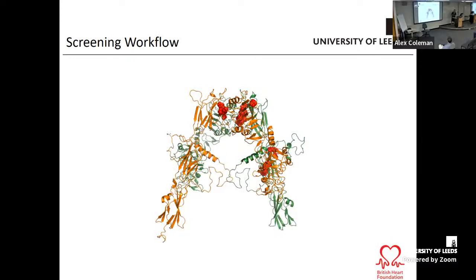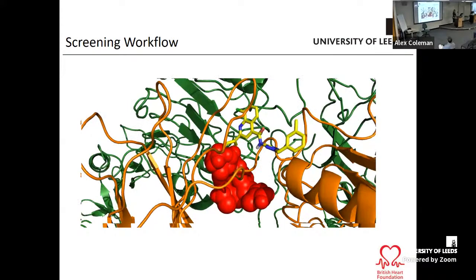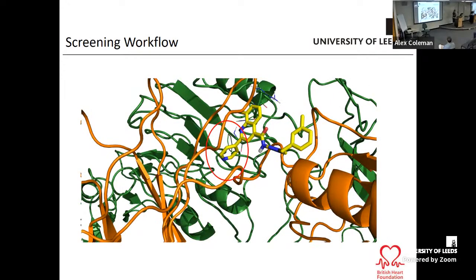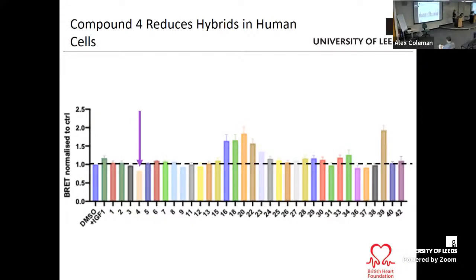So conceptually, we have our hybrid protein structure, and as I said, we've got our idea of which bits are important for making these hybrids. If we zoom in on this little red patch, we use the computational software to identify the ligands that bind within this red patch, and we can see here that they're predicted to make interactions with one of the monomers and make a clash with the other monomer, which we think can prevent these hybrid receptors from forming.